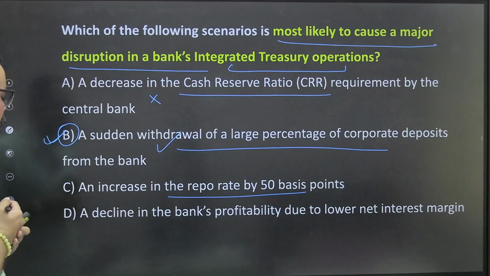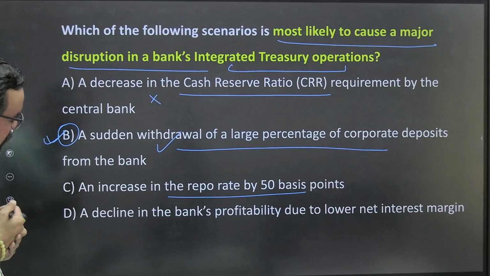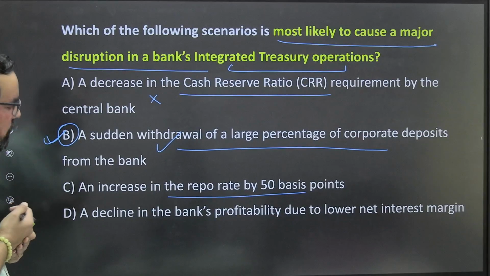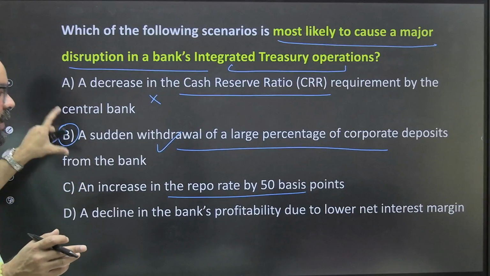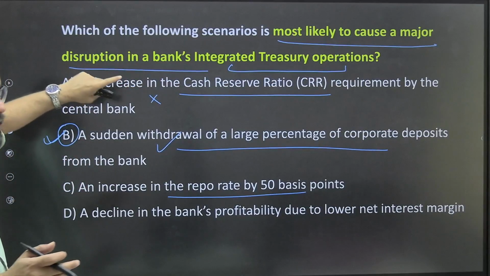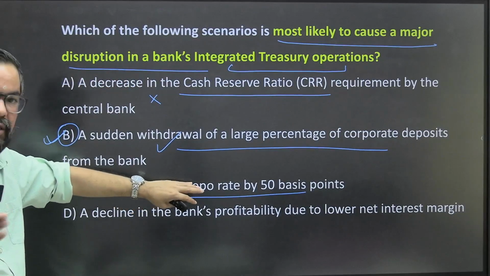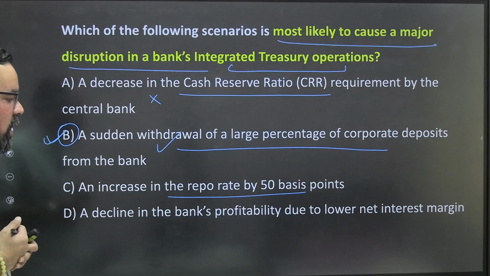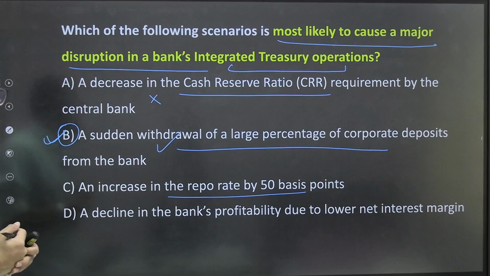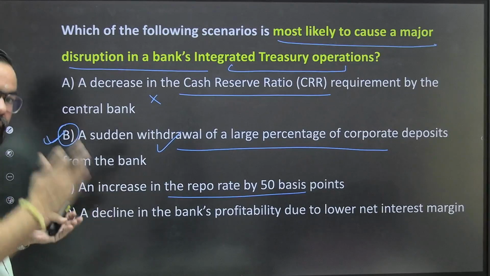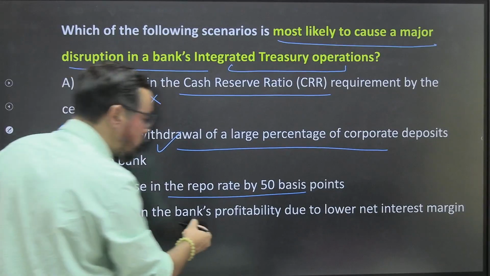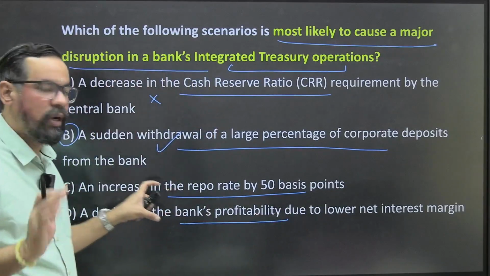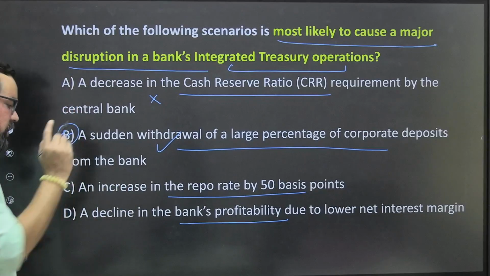No, increase in repo rate, so bank will get it, it will impact but not that one. Cause of major disruption, ये आपका मीडियम टर्म में इसका इम्पैक्ट भी आएगा ऑब्वियसली. A decline in bank profitability due to lower net interest margin. NIM कम हो रहा है, that is NII कम हो रहा है. ठीक है, so these two are also the reason. ठीक है, but the most significant is option B. I'll go with option B.